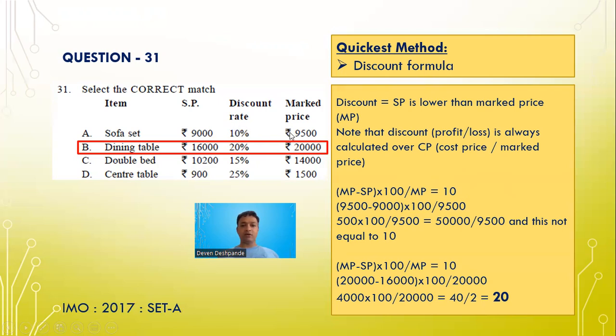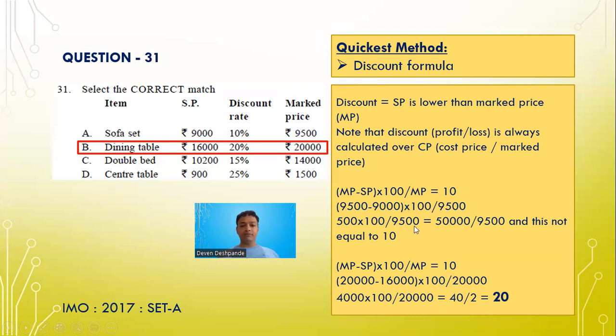So if we start solving the first one, what is the mark price for the first one? 9500, minus selling price 9000. 9500 minus 9000 into 100 upon 9500. Mark price is 9500, so 500 into 100 upon 9500. 500 into 100 is 50,000. 50,000 upon 9,500 is not 10%. So the first is incorrect. Let's solve the second.